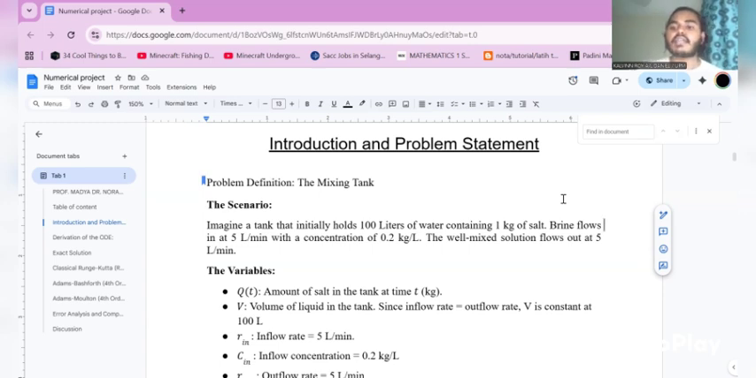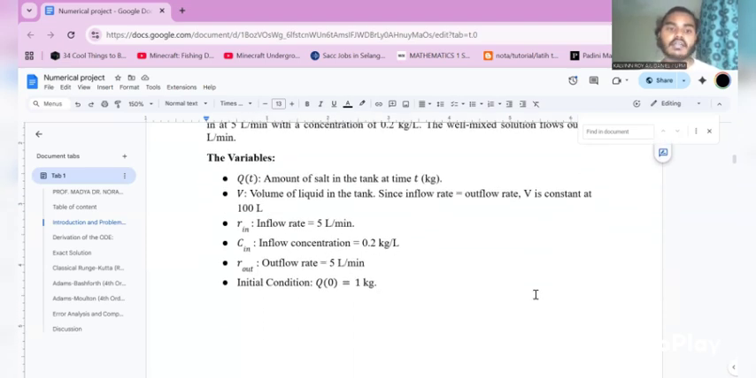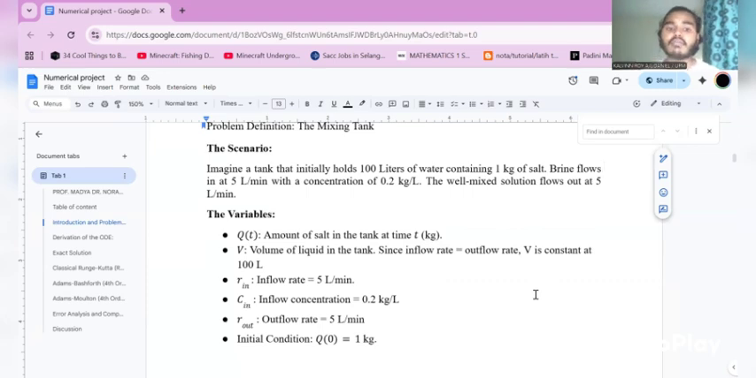From this, we can already understand what we actually need to solve: what is the scenario and what are they asking. The mixing tank is a very usual problem where we identify certain variables, such as the inflow rate, which is 5 liters per minute, the inflow concentration, which is 0.2 kilograms per liter, the outflow rate, as well as Q(t). Q(t) is the main target variable, which is the amount of salt in the tank at time t. We want to understand the amount of salt present at a certain time when water comes in and water goes out.